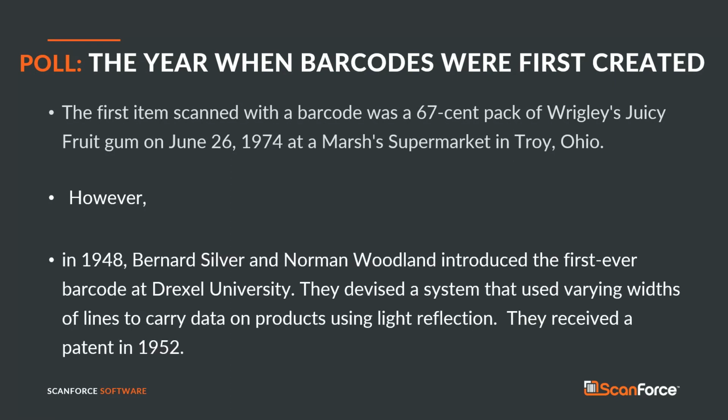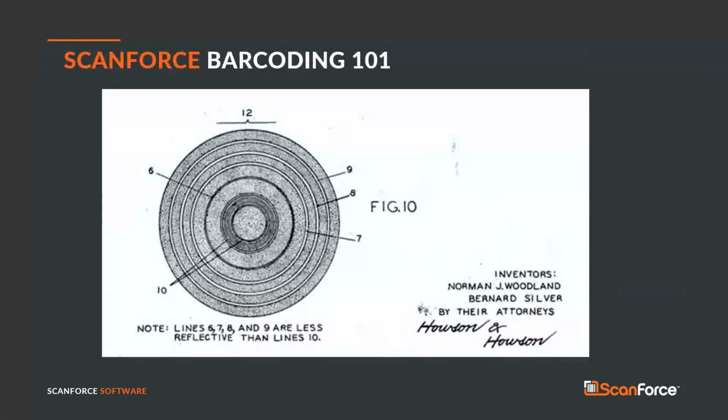And a good many of you may have been on one of these presentations with me before and you cheated and you knew that it was actually 1948. So in 1948, Drexel University, that's where this idea really came about. And in 1952 is when it was patented. So pretty good while ago. And here is an actual page from that original patent. This was called the bullseye barcode. And as you can tell, you've never seen one of these.